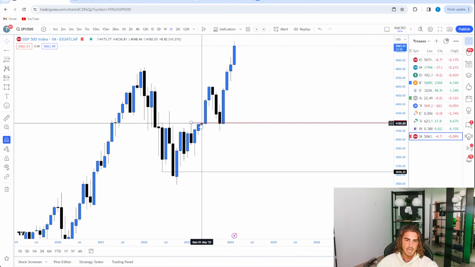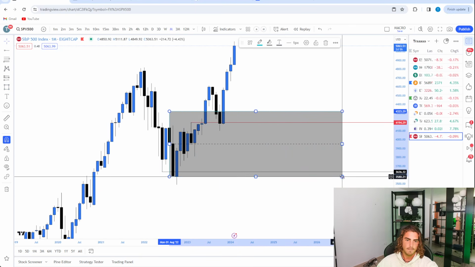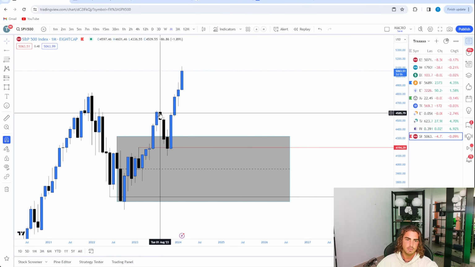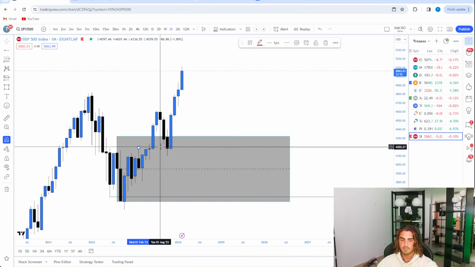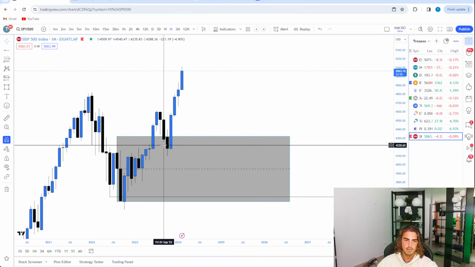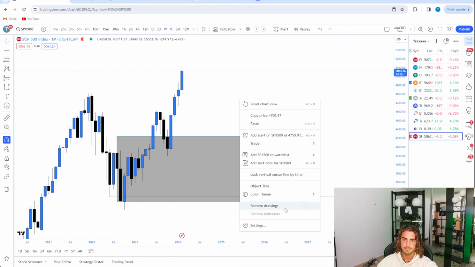Where was the move down that caused this sweep? From here down to here. What does price do? It breaks structure. It revisits that area. Revisits the order block. We see buying pressure out of it. Price continues higher.